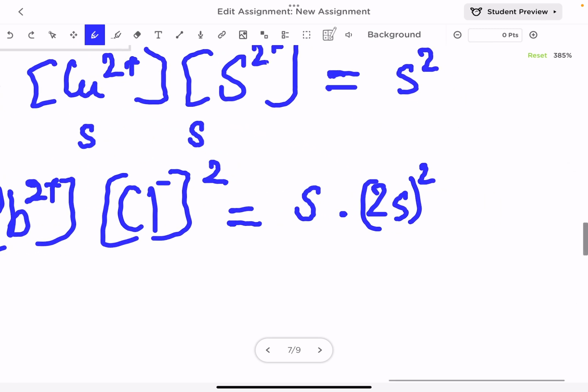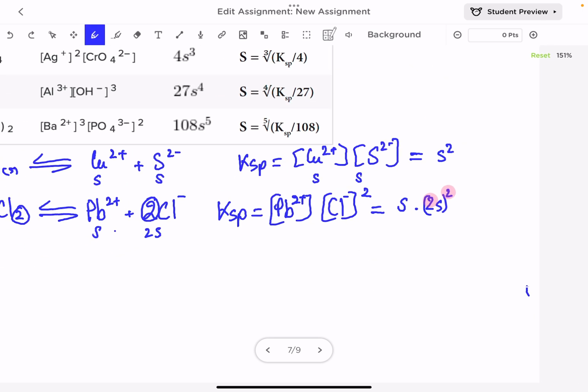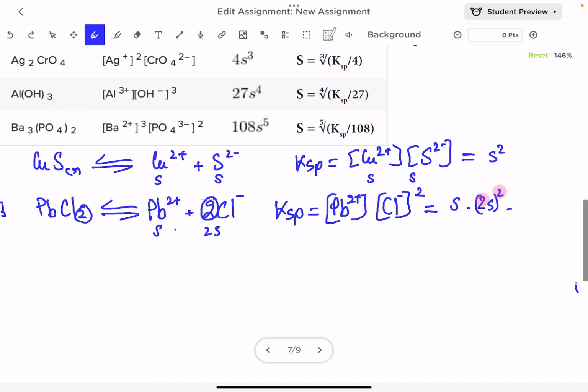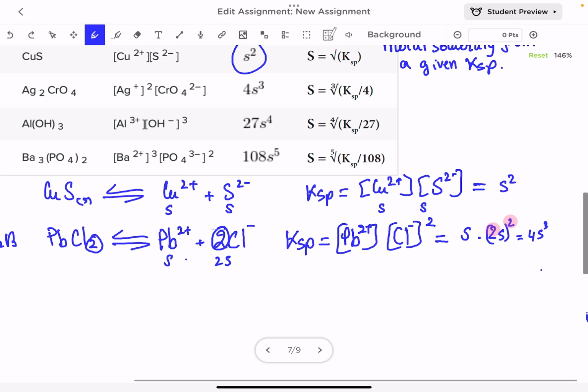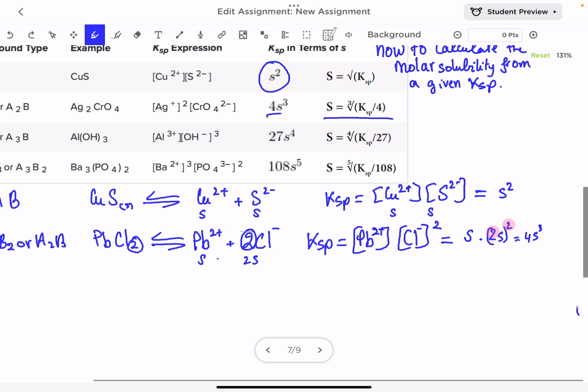Note that always what you write in here has to match the power. So if I write 3S, it's most probably cube, etc. So I am going to continue, and now if I solve it, it's going to be 4S cube, the total. Therefore, to calculate S is cubic root of KSP divided by 4.